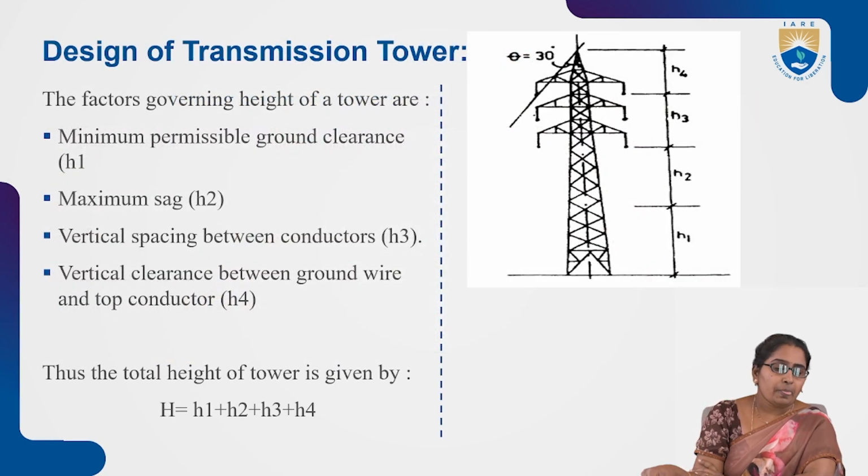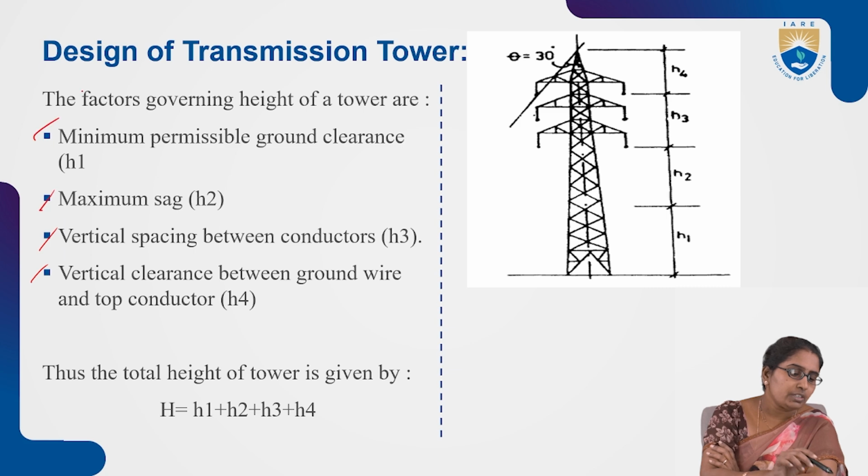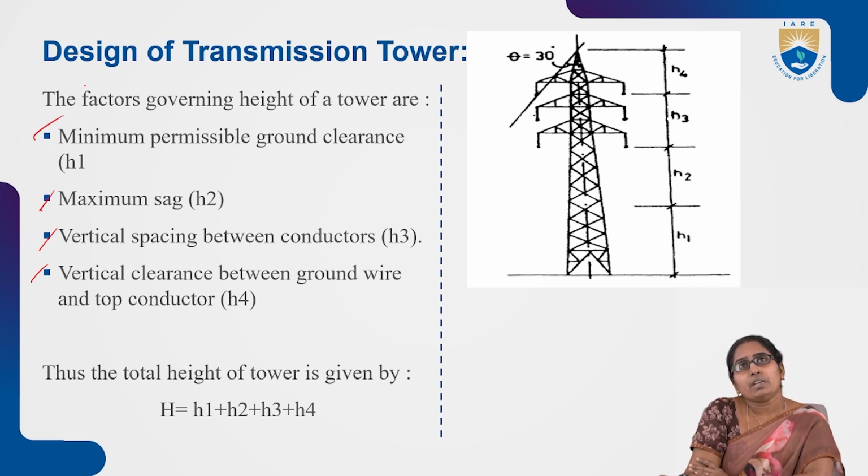Now see the design of transmission tower, where the total height of the transmission line is decided. It is shown in terms of 4 points. The factors governing the height of a tower are given. First one, minimum permissible ground clearance, that is H1. You can see on the right side. And second one, the maximum sag.